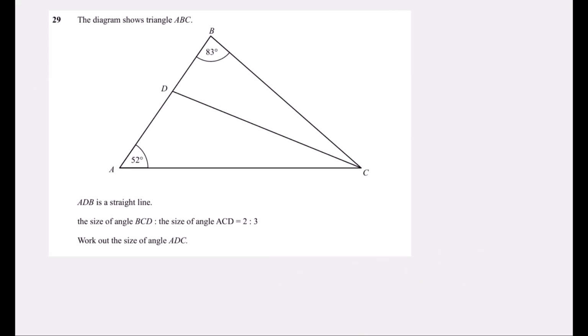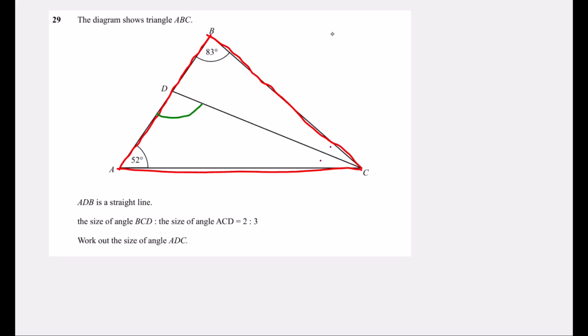Question 29. The diagram shows triangle ABC. ADB is a straight line. The sizes of angle BCD to angle ACD are in the ratio 2 to 3. So 2 parts to 3 parts. And we've got a triangle here. We know angles in a triangle add up to 180. We are working out ADC. So we want this angle here.